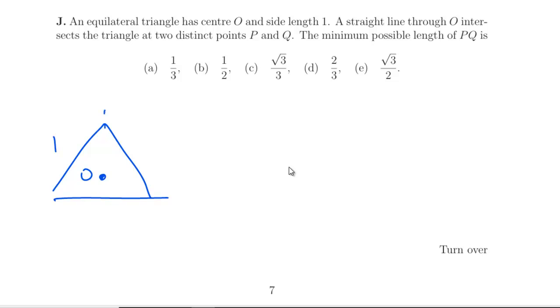Well, it's not going to be going through here, is it? That's going to be much longer. So we're going to want to be parallel to one of the sides, I would imagine. Because we're going to want to make another equilateral triangle. I lost my words there. So that is definitely going to be shorter, and as you move it round, it's going to be getting longer. So that's what we want. We want to go parallel to one of the sides.